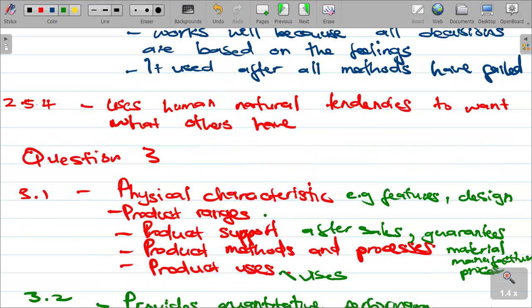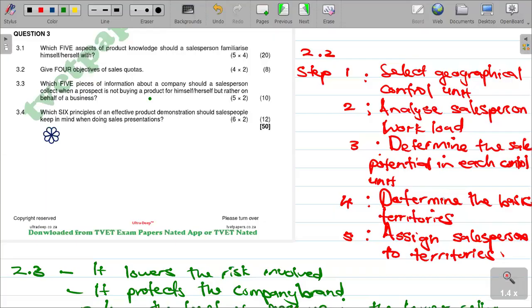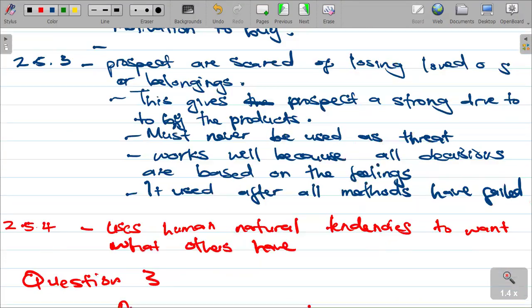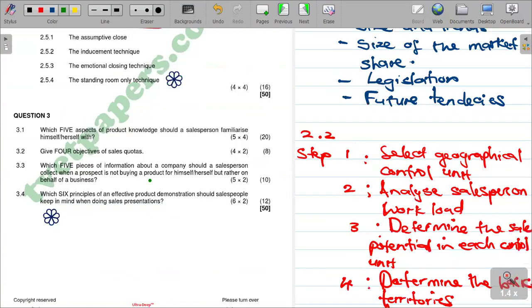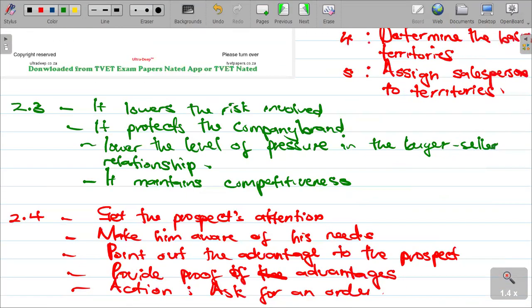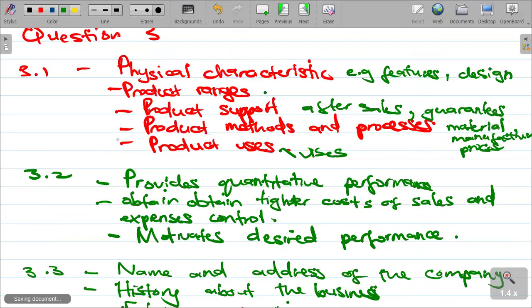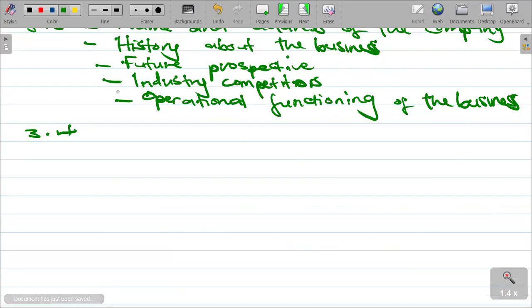And let's go to 3.4, which 6 principles of an effective product demonstration should a salesperson keep in mind when doing sales presentations. So we're going to write the 6 principles of an effective product demonstration that the salesperson should take into consideration.